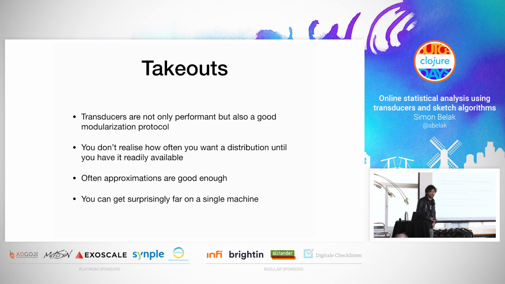a huge, huge win. Second one is you don't realize how often you want to actually be working with a distribution rather than with raw data or summary statistics until you actually have them readily available. It's one of those things where tools are shaping our thoughts. If you have a tool which has this affordance of distributions, you're going to end up using it much more often, and you're going to see how many problems can be solved much more elegantly than if you don't have this available.